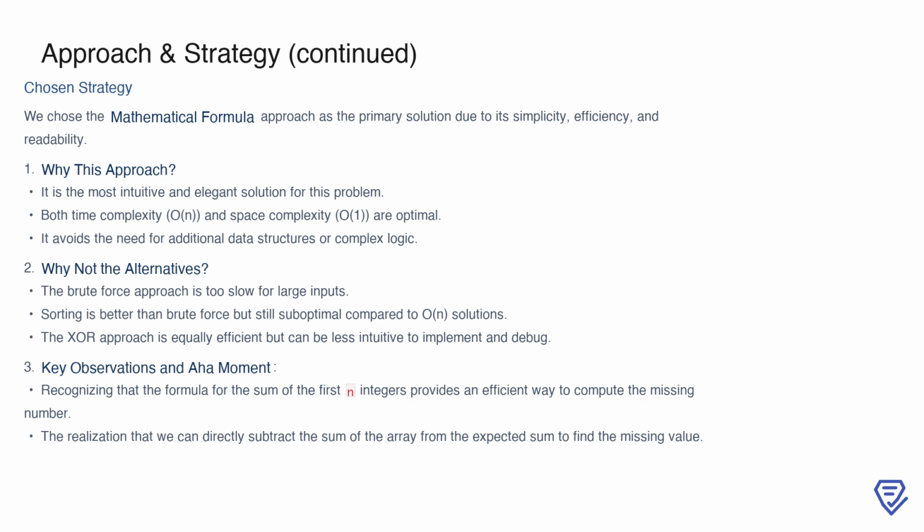The XOR approach, while equally efficient, is less intuitive and may pose challenges during debugging or explanation. The key insight here is the use of the sum formula for the first n integers, which allows us to directly compute the missing number by subtracting the actual sum of the array from the expected sum. This simplicity and elegance make it the ideal choice for this problem.